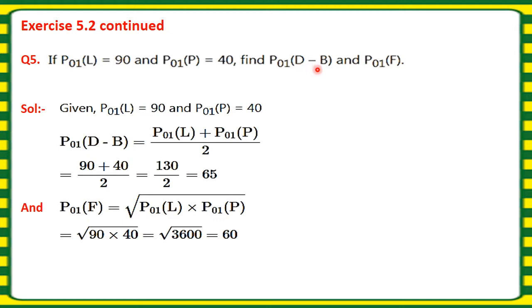Now, given P01 of L and P01 of P values, we will write them first and then use the formula P01 of DB is equal to P01 of L plus P01 of P divided by 2. Now, we will substitute the values and simplify. We will get 65. Now, P01 of F, Fisher's price index number, is equal to root of P01 of L into P01 of P, that is root of 90 into 40, which is equal to root of 3600, which is equal to 60.